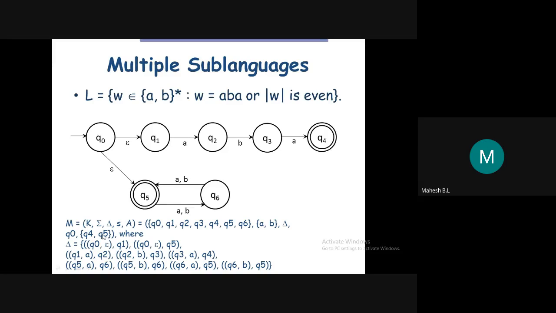The states are Q0, Q1, Q2, Q3, Q4, Q5, Q6. A comma B is the alphabet. Q0 is the initial state. Q4 and Q5 are the two accepting states. Delta you can define easily. Q0 comma epsilon Q1, Q1 comma A Q2, Q2 comma B Q3, Q3 comma A Q4, Q0 comma epsilon Q5. There are two transitions on epsilon for Q0. Q5 comma A Q6, Q5 comma B Q6, Q6 comma A Q5, Q6 comma B Q5. So this is the NDFSM for this particular language.